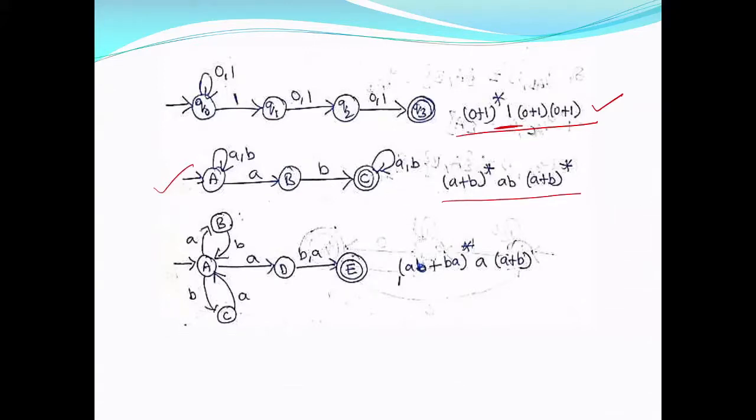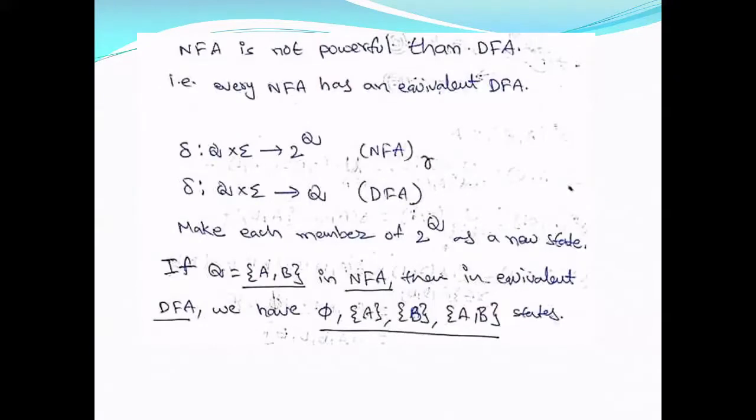What is its DFA? And this is for strings ending with AA or AB. Strings ending with AA or AB. So the NFA is easier. Now you can see NFA is not more powerful than DFA. What does it mean? It means every NFA has an equivalent DFA.